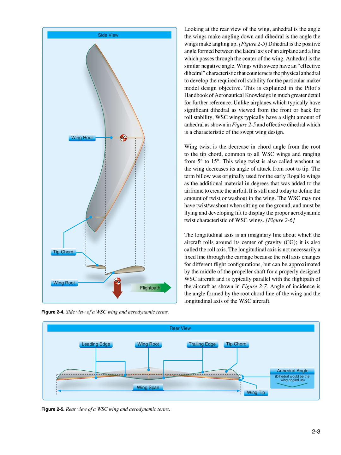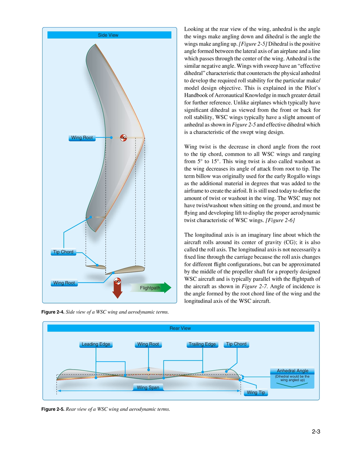Looking at the rear view of the wing, anhedral is the angle the wings make angling down and dihedral is the angle the wings make angling up. Figure 2.5. Dihedral is the positive angle formed between the lateral axis of an airplane and a line which passes through the center of the wing. Anhedral is the similar negative angle. Wings with sweep have an effective dihedral characteristic that counteracts the physical anhedral to develop the required roll stability for the particular make/model design objective. This is explained in the Pilot's Handbook of Aeronautical Knowledge in much greater detail for further reference.